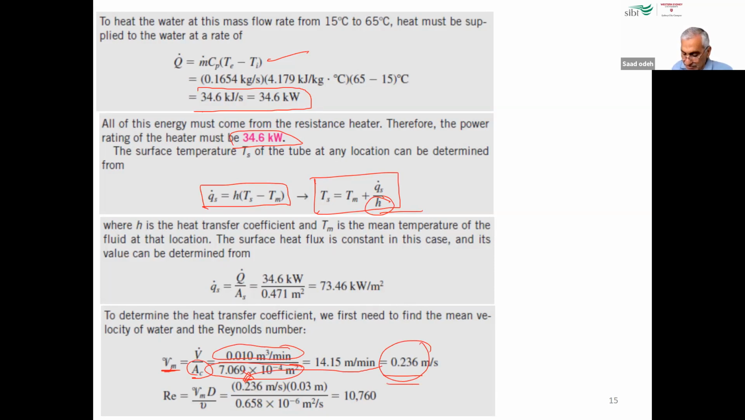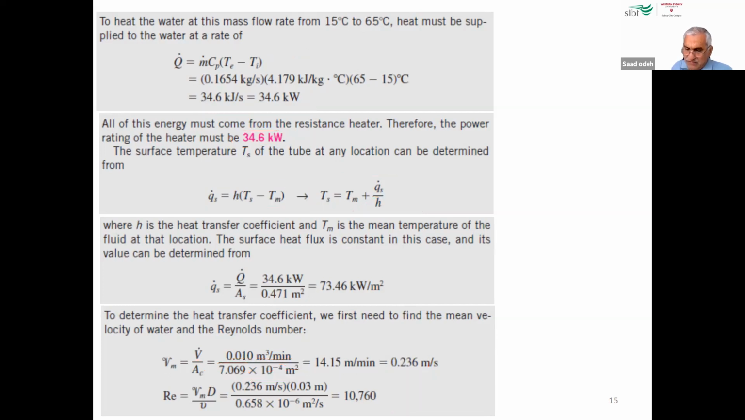As you can see here, Reynolds number is 10,760, which is much greater than 4,000, our limit for turbulent flow. So we have fully turbulent flow after 4,000. Now we have 10,000, which is much greater than 4,000. Therefore, the flow here is turbulent.